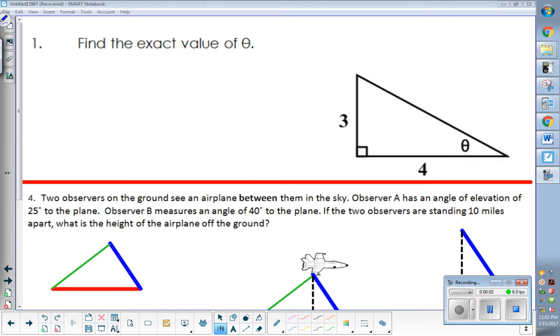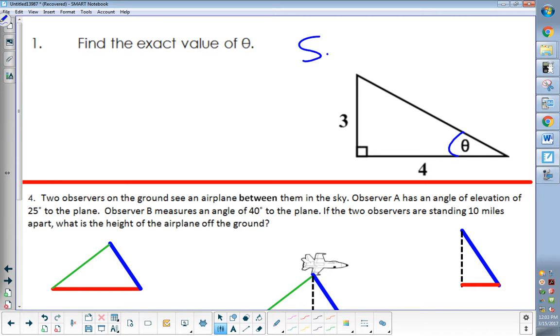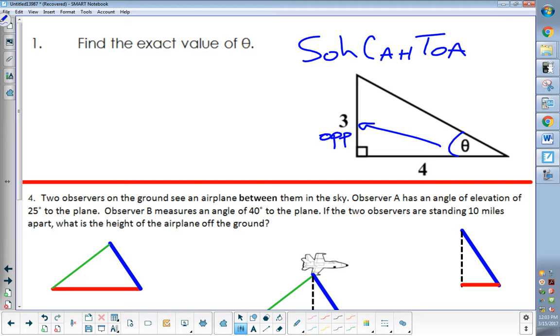Number 1 is a right triangle. Here's theta. So if it's a right triangle, we're thinking SOHCAHTOA. This is the angle we want. 3 is on the opposite side, and 4 is the adjacent side. That one's the hypotenuse because it's across from the right angle.